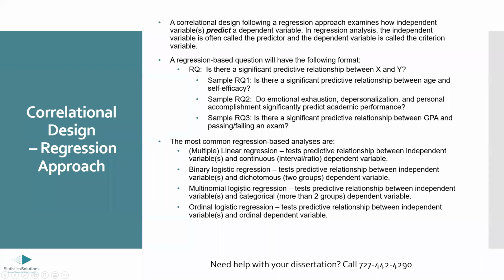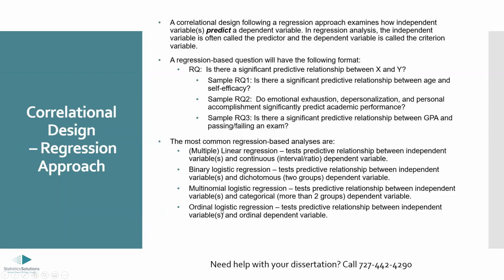Multinomial is taking that idea of a categorical outcome and just expanding it. So you need to have at least 3 groups, 3 or more groups to run a multinomial logistic regression. So say you were trying to predict ethnicity, Black, white, Asian, Hispanic. If that was your outcome, then you can do a multinomial logistic regression.